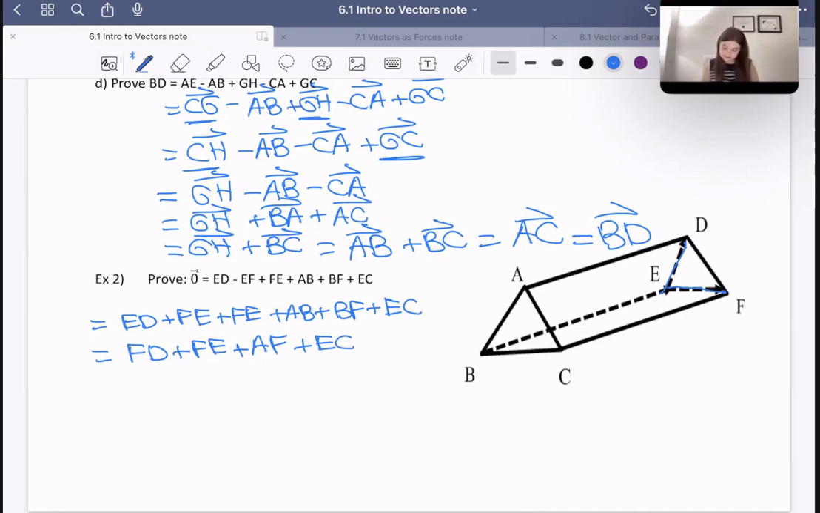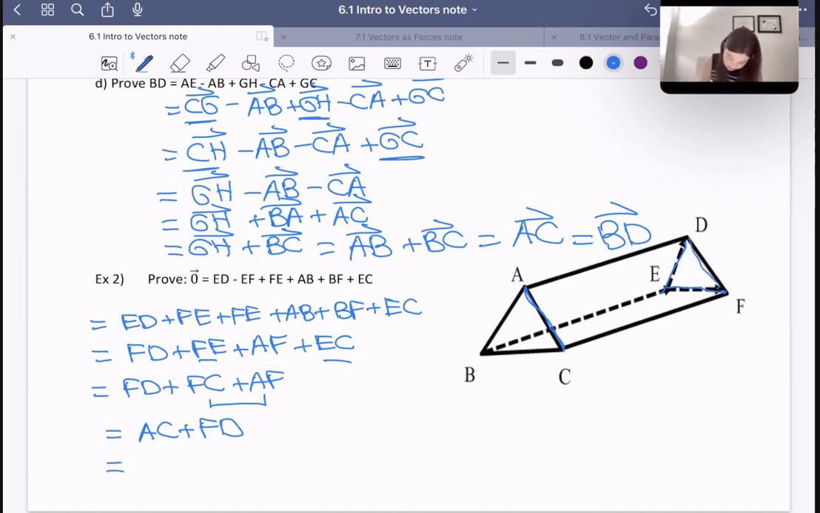Okay. Now we can combine these two and say this is just FC. So we have FD plus FC plus AF. And then we can combine these two and say, well, this is just AC. So we have AC plus FD. And now we can look over here and see, well, AC is equal to what? AC is the same thing as DF.